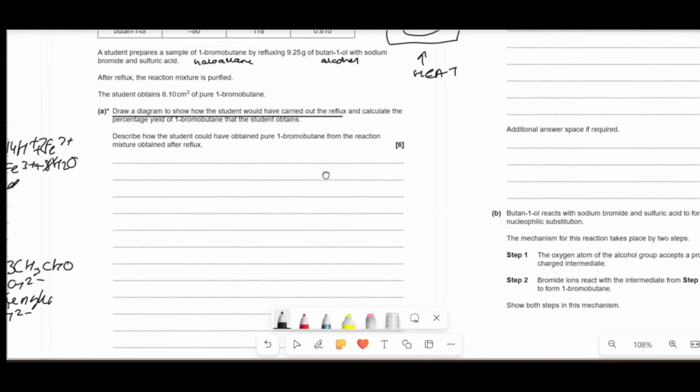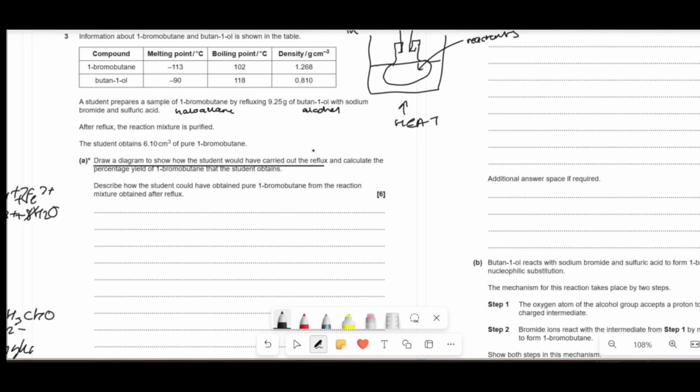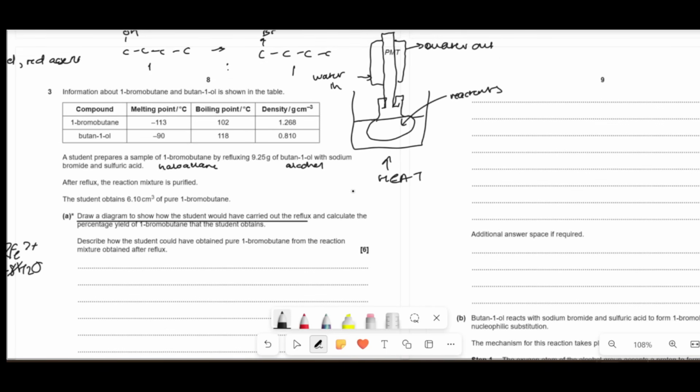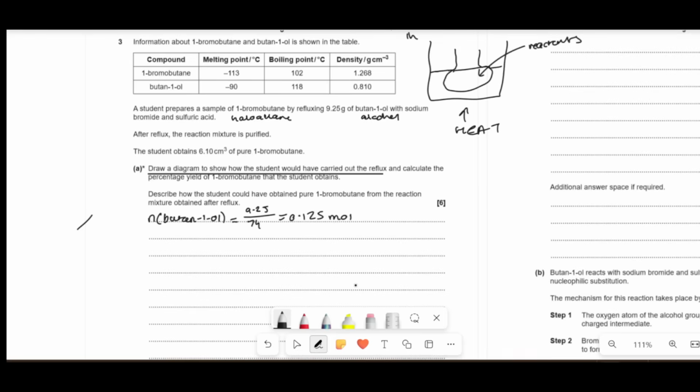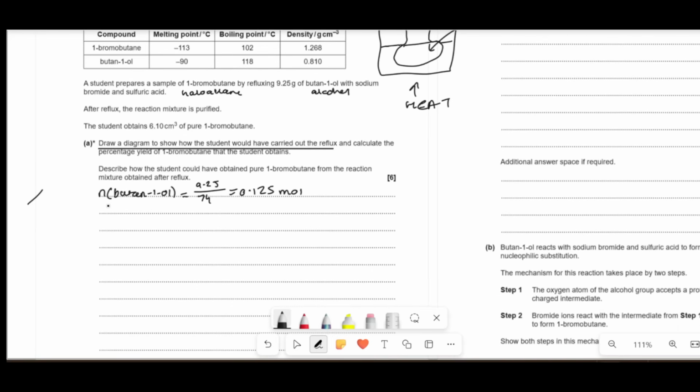Now we need to calculate the percentage yield that they obtain. So now what we need to do is look at what they've actually reacted and find out the theoretical amount we should make, and then we can figure out the percentage yield. So in the question they've told us we have this much butan-1-ol. So that means the moles of the butan-1-ol is going to equal 9.25 over, because that's its mass, over its Mr, which is 74. That gives us 0.125 moles. That's how many moles of that we get. Now, we know that they react in a 1-to-1 ratio just because we're swapping them as above.